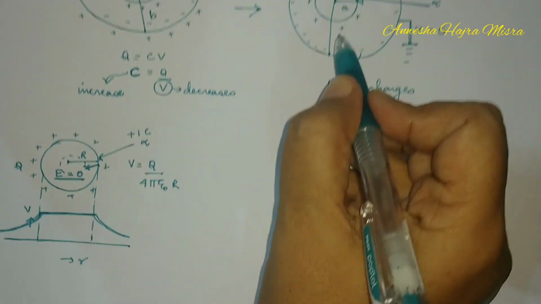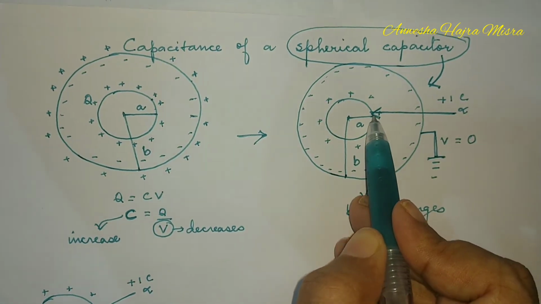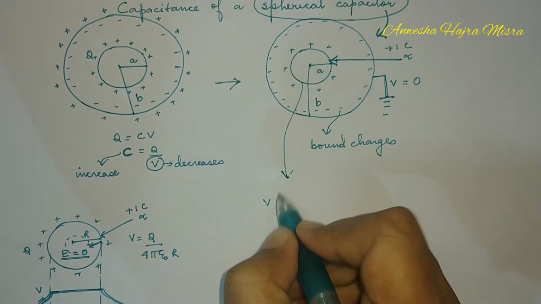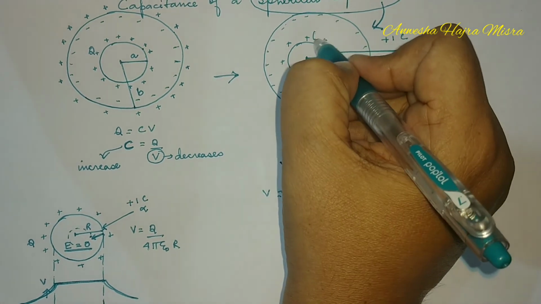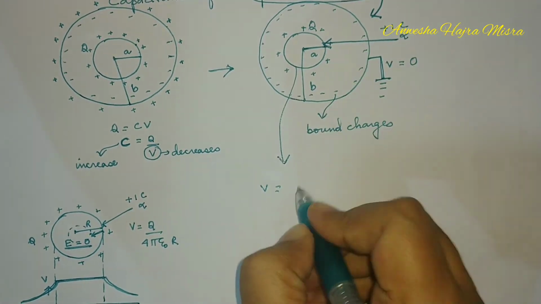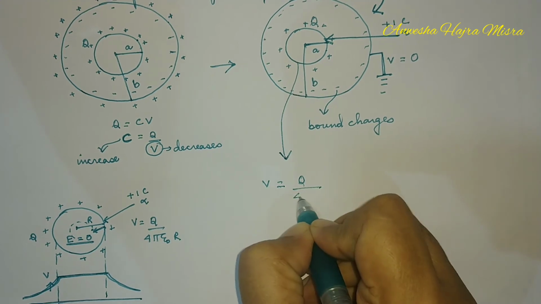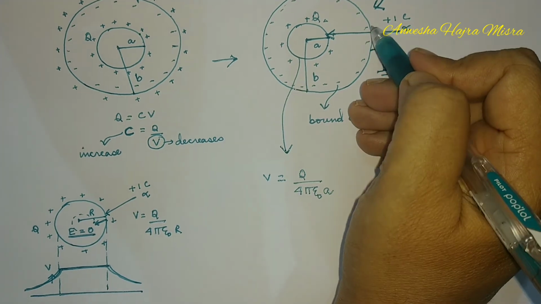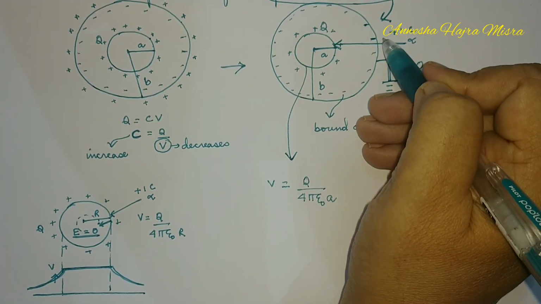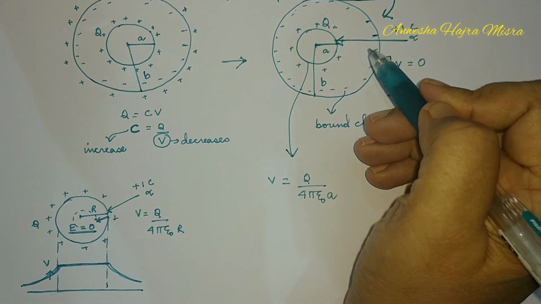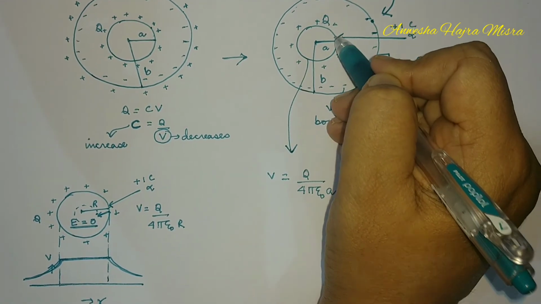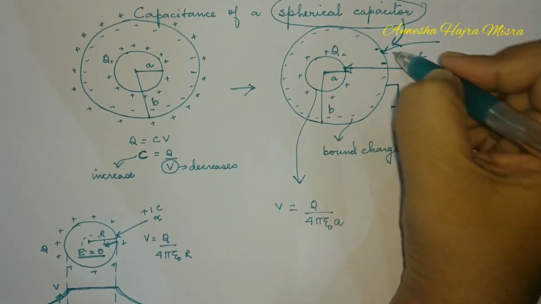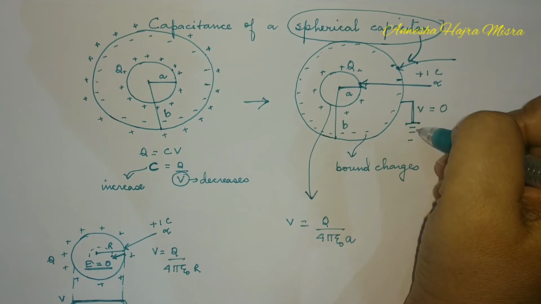Now you come back to this figure. I want to find the potential of this sphere. Now, the potential due to the charge on its own self is q by 4 pi epsilon naught a. And due to the negative charge, what is the potential here? Now potential on and inside is the same. So what is the potential on the sphere due to its own charge? It is earthed, it is 0.